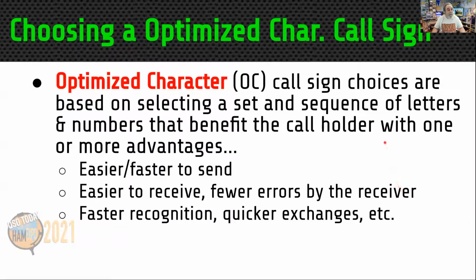Now, the third category is something I'm going to refer to as optimized characters. These are call sign choices based on selecting a set and sequence of letters and numbers that benefit the call holder with one or more advantages. They're easier or faster to send. This would also be the case with shorter call signs. They're easier to receive, with fewer errors by the receiver. Quite often they might be characters that have fewer CW elements in them. They might be more clear phonetically in single sideband. Faster recognition, quicker exchanges, etc. So these are all designed with the idea to help minimize the number of errors and increase the speed at which your call sign can be both sent and received. And again, some of this is subjective.